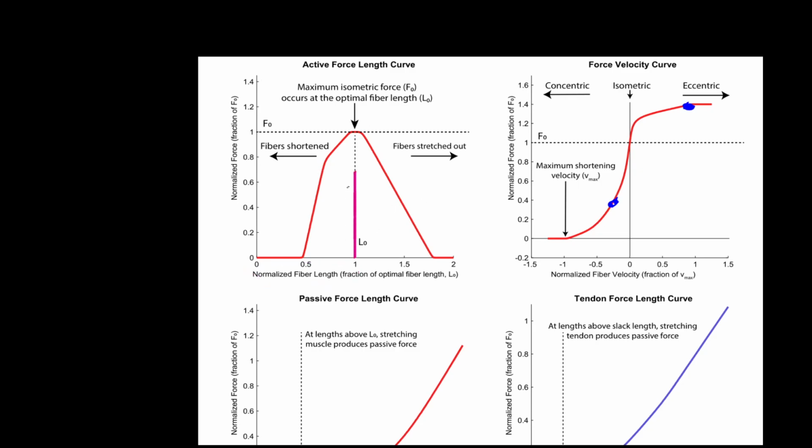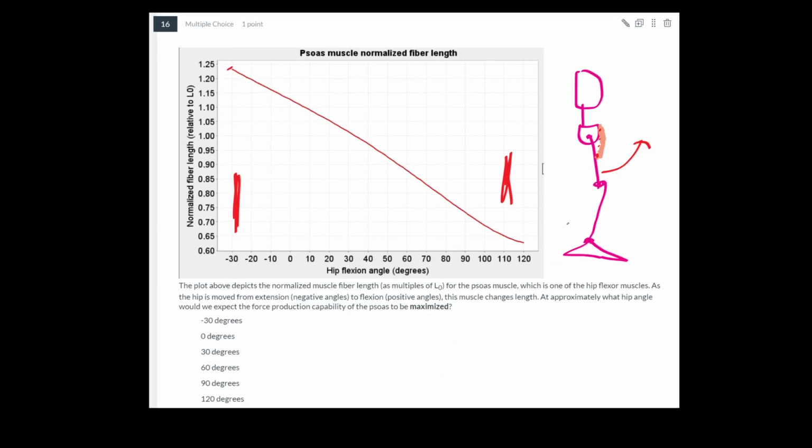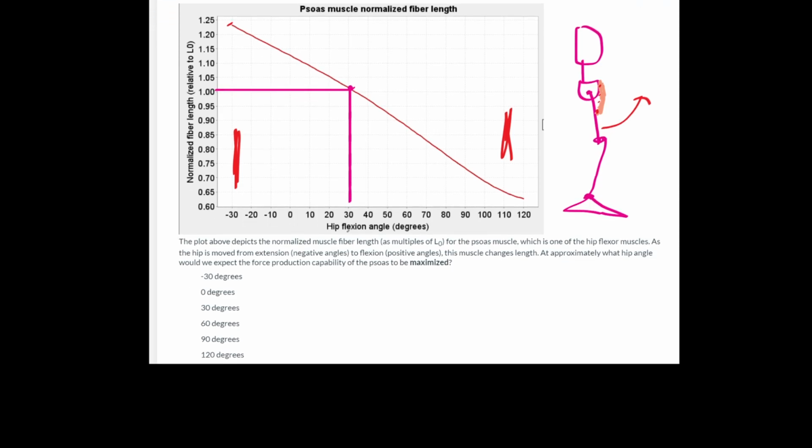Well, it's actually pretty easy. It's the optimal fiber length, right? 1.0 times the optimal fiber length. That's the definition of the optimal fiber length, in fact. So all we need to do for this question is figure out what angle gives us the fiber length that's closest to 1. So here's 1, and a little hint here, this is expressed relative to that optimal fiber length. So I'm going to go right to here. Whatever that point is, it looks like it's about 30 degrees. I don't even have to do process of elimination. I just know this is the right answer.